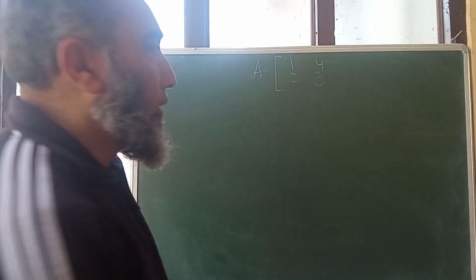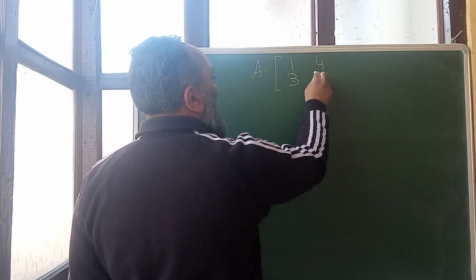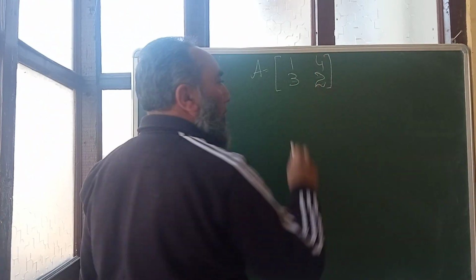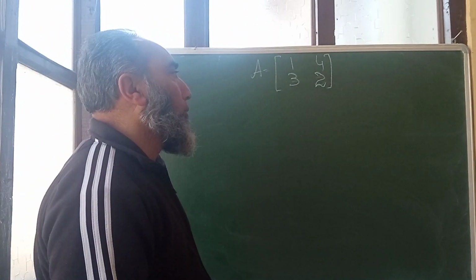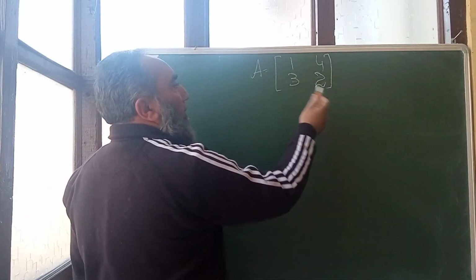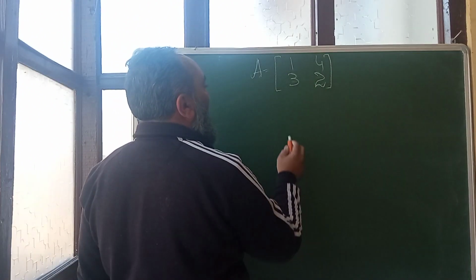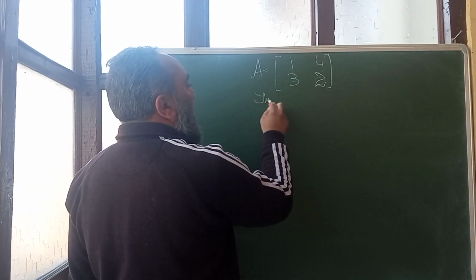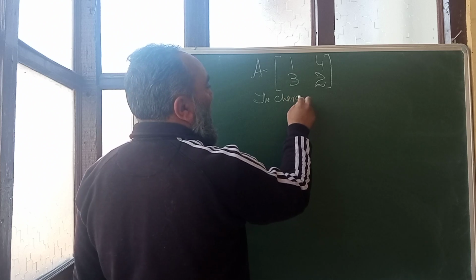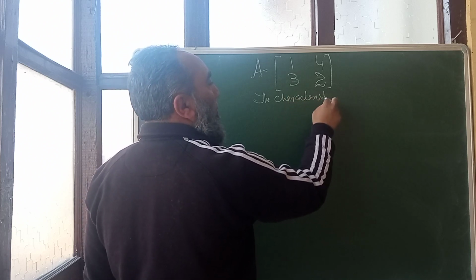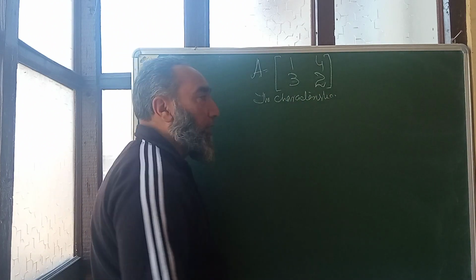1, 4, 3, 2. This is a square matrix of order 2. A is the matrix 1, 4, 3, 2. Write down the characteristic matrix of A.